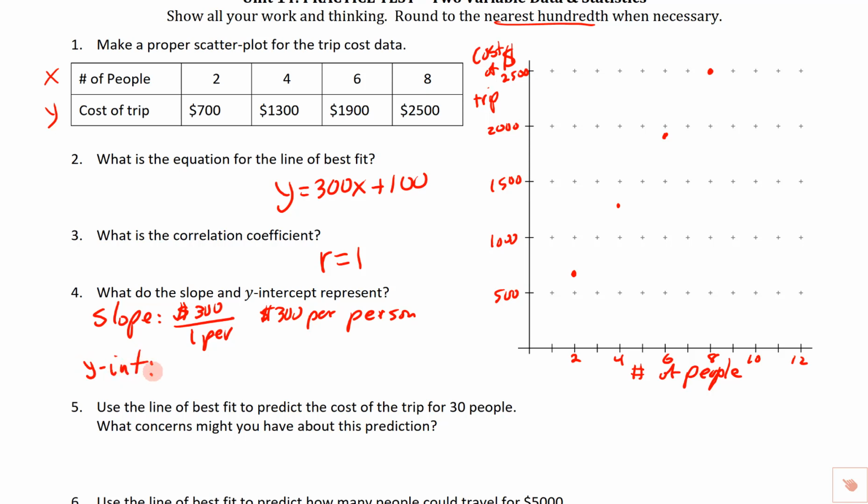And then let's talk about the y-intercept. The y-intercept is 100. So $100 is the cost of the trip with no people.